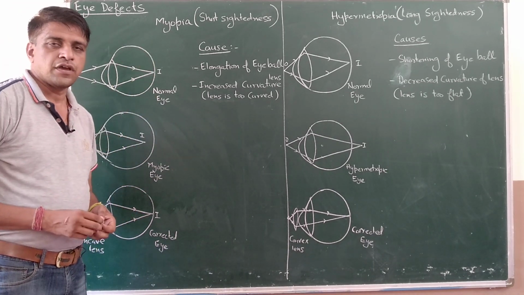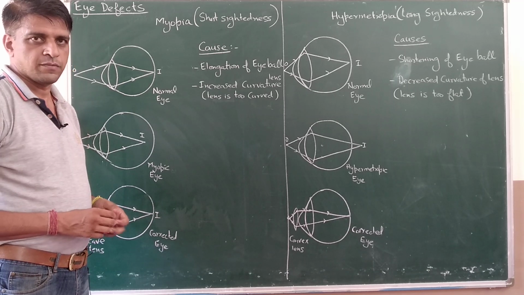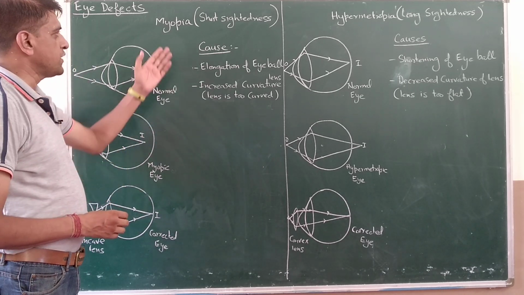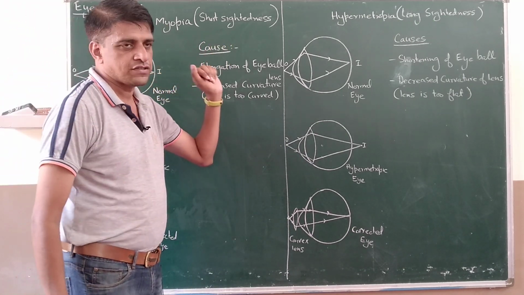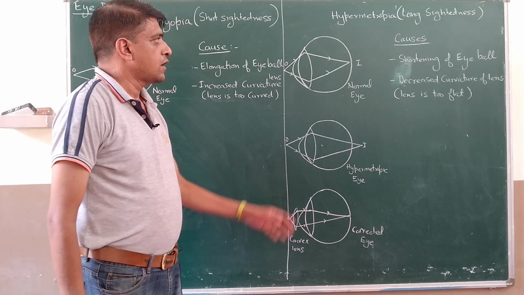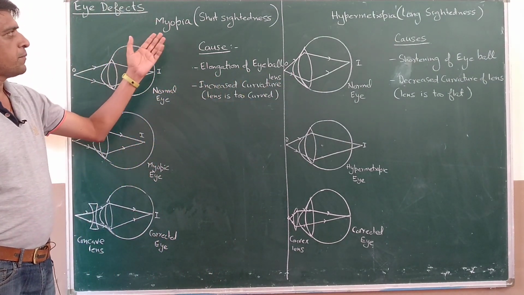We have mainly 3 eye defects in your syllabus, but today we will discuss only 2 out of them. One is myopia, also known as short-sightedness, and the second is hypermetropia. Now first of all, myopia.